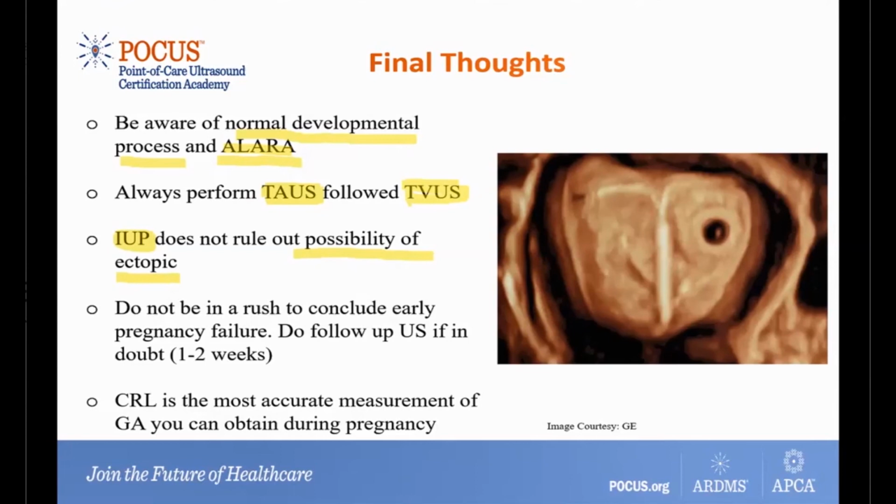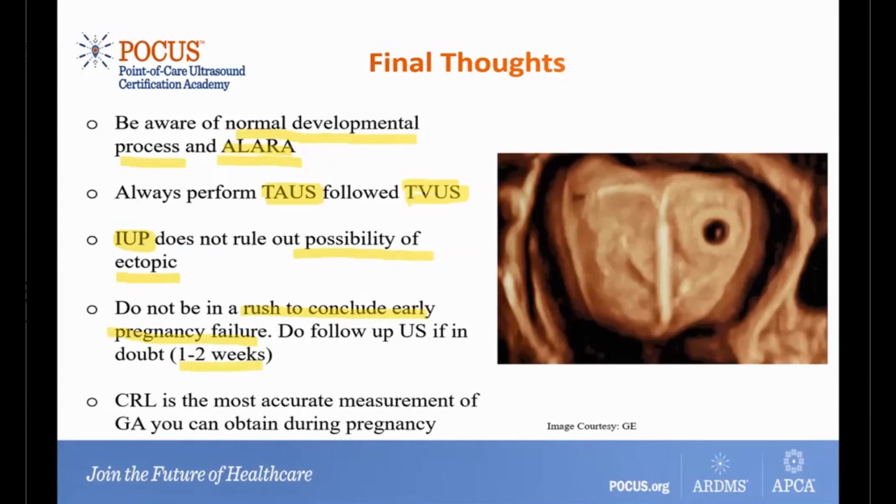Do not be in a rush to conclude early pregnancy failure unless you have those 4 scenarios that I mentioned earlier. But even then, if you are in doubt, you want to consider a repeat scan after 1 to 2 weeks. The reason is that we do not want to do a D&E procedure on a viable pregnancy.